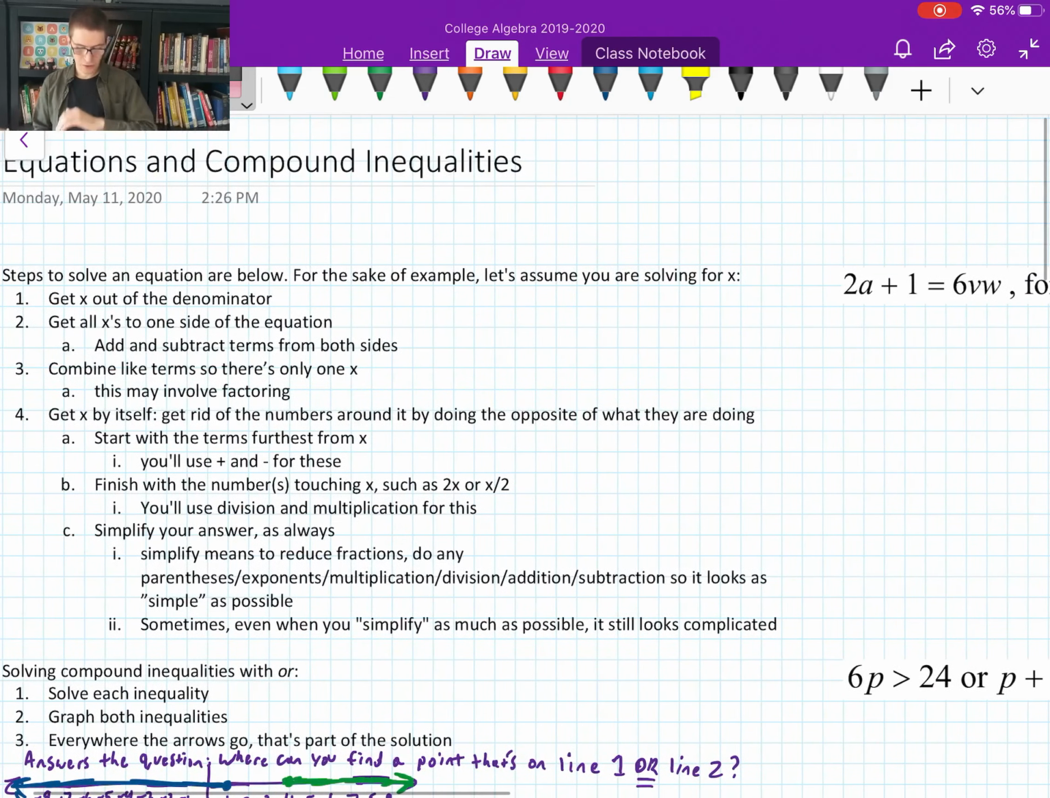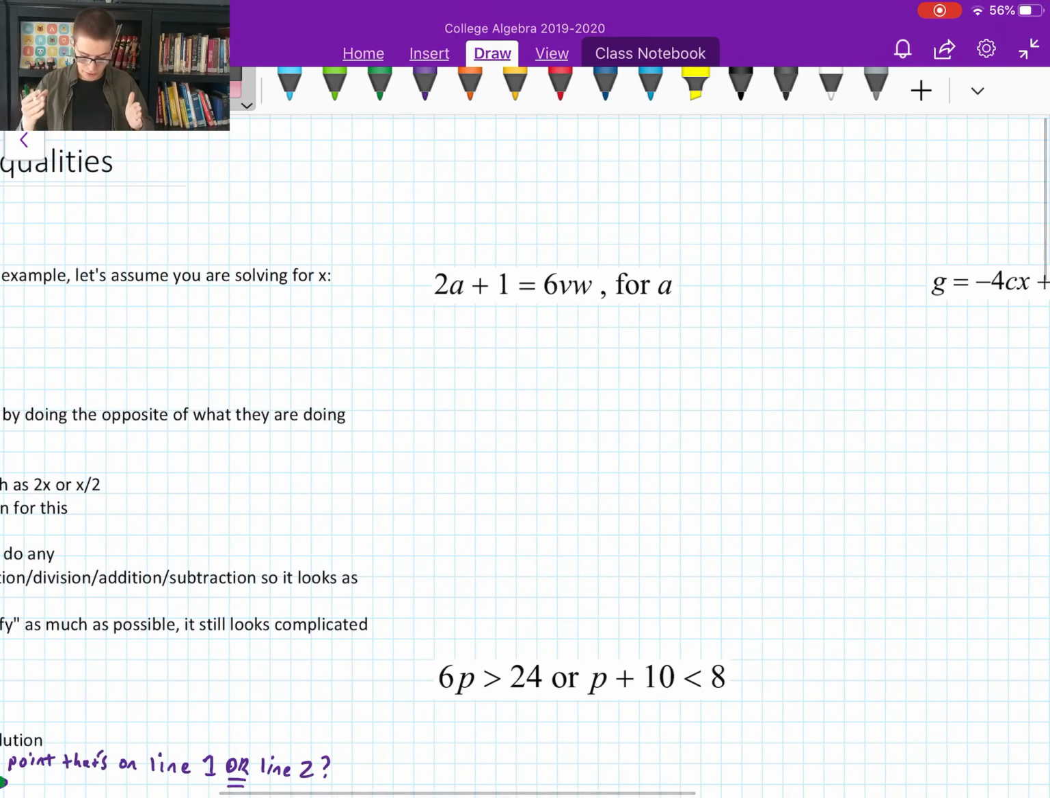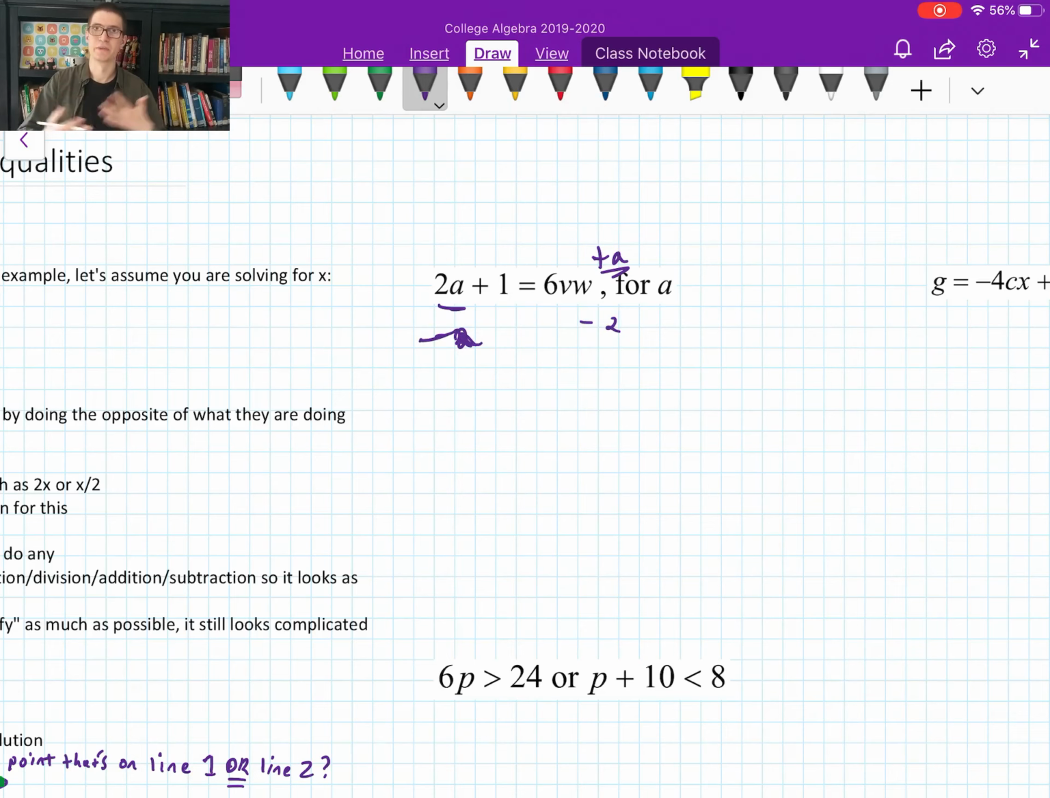Step 2 is to get all the variable, or in our case, all of the a's, to one side of the equation. Fortunately again, we only have one variable, a, so it's already on one side of the equation. If there's only one variable, we can skip step 2. Again, if there was something like 6vw plus a, with an a on the left side and an a on the right side, we'd want to get them both to the same side of the equation. So I would subtract a from both sides. I'm showing this just in case it comes up in the homework assignment. But there's no a on both sides here, so we'll skip that step as well.